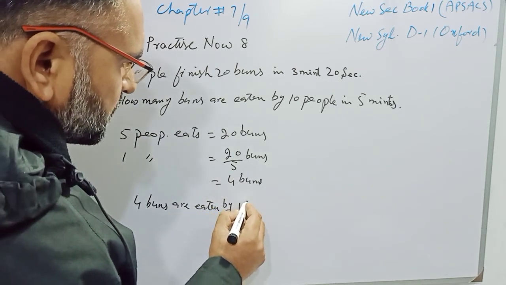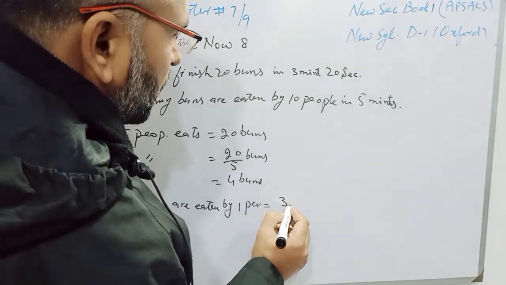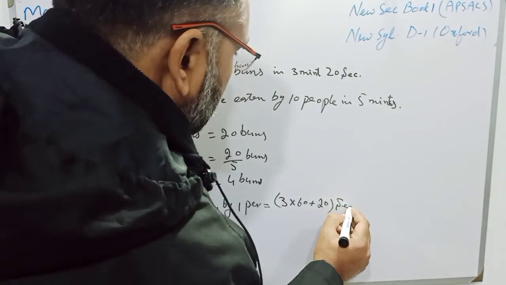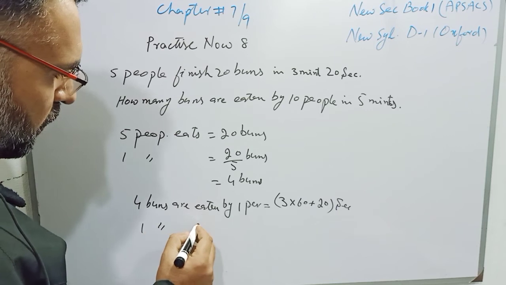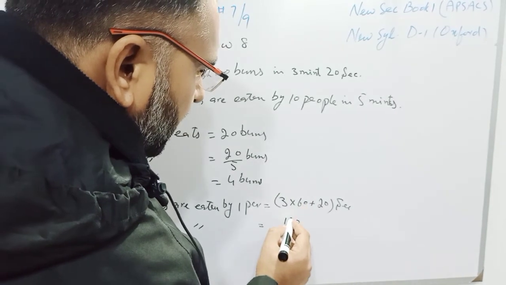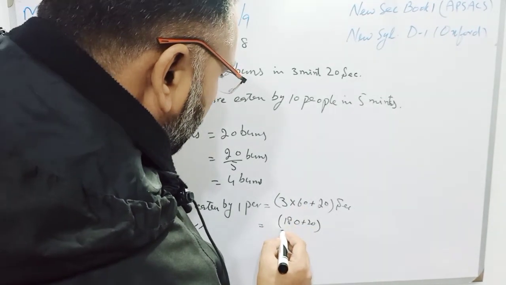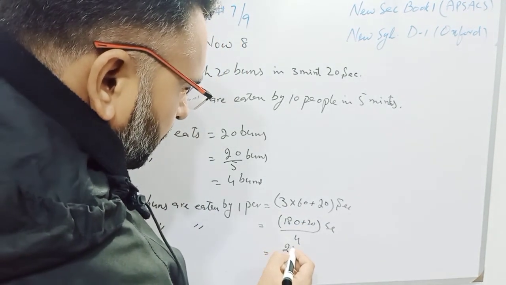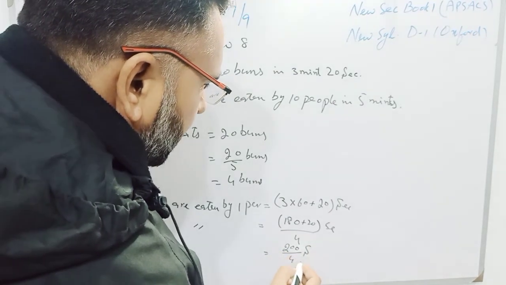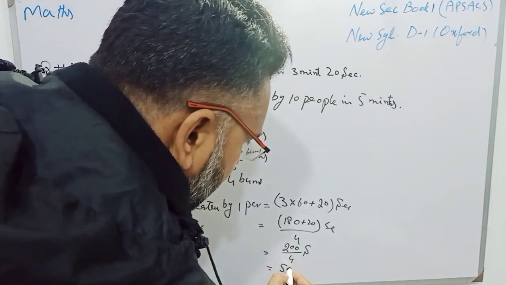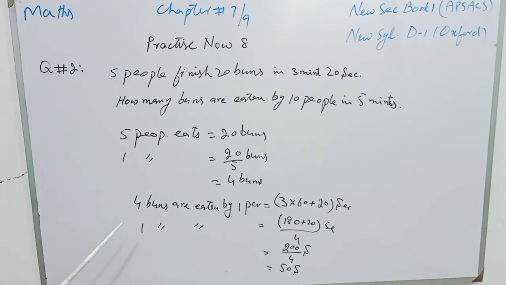by 1 person in 3 multiplied by 60 plus 20 seconds. So students, 1 bun is eaten in 3 sixes are 18, plus 20 over 4 seconds, and it will be 200 over 4 seconds, and 1 bun is eaten by 1 person in 50 seconds. Keep in mind students, 1 bun can be eaten by 1 person in 50 seconds.